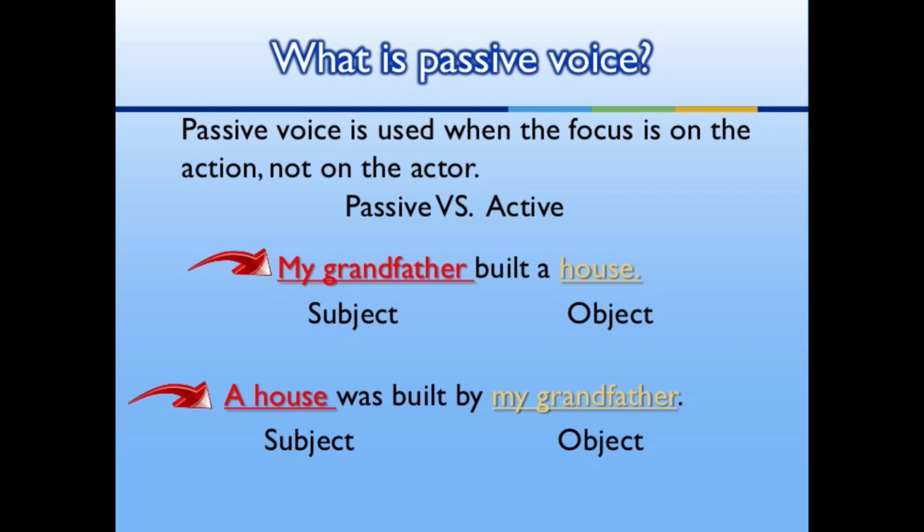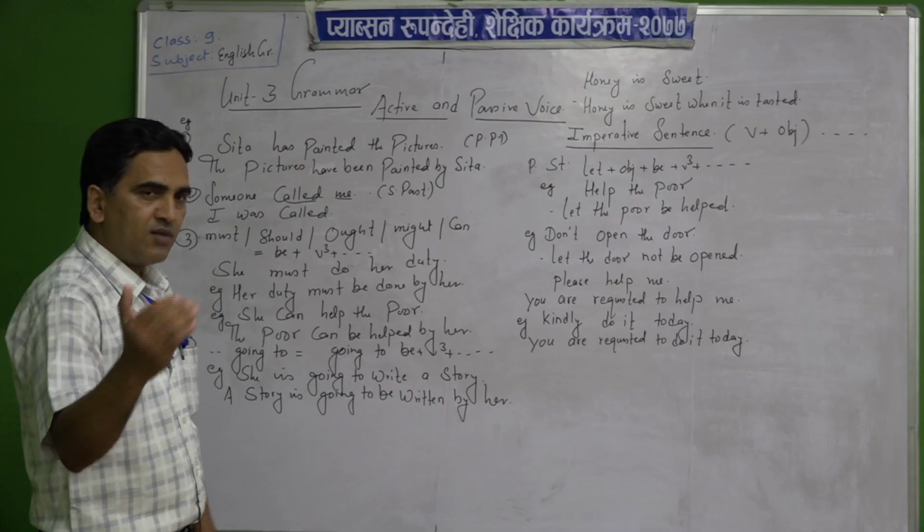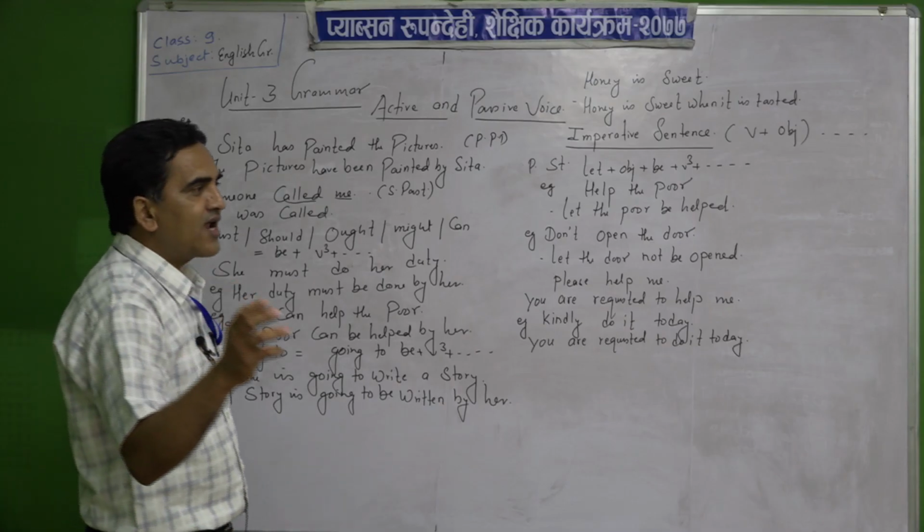Now, what is passive? A house was built by my grandfather. Now this sentence is written in passive voice. In active voice, the subject is important. In passive, the object is important. Look at here, just interchange, we have changed. Now, my dear students, you have seen this. It is one part, and come to the next rule. What is that next rule?